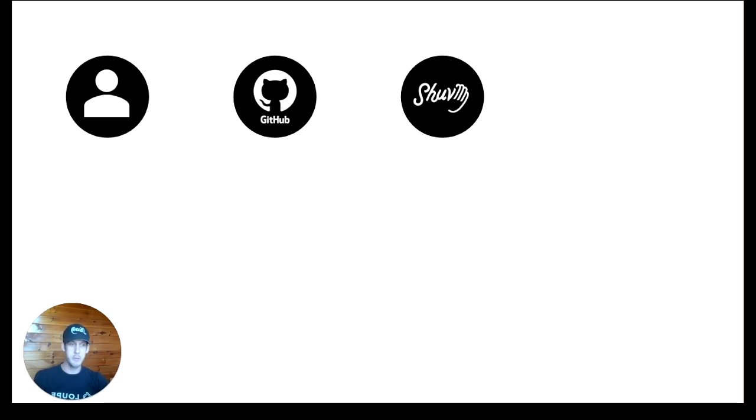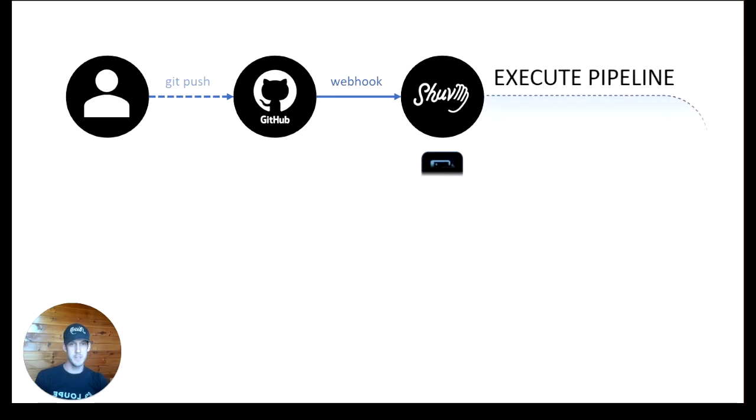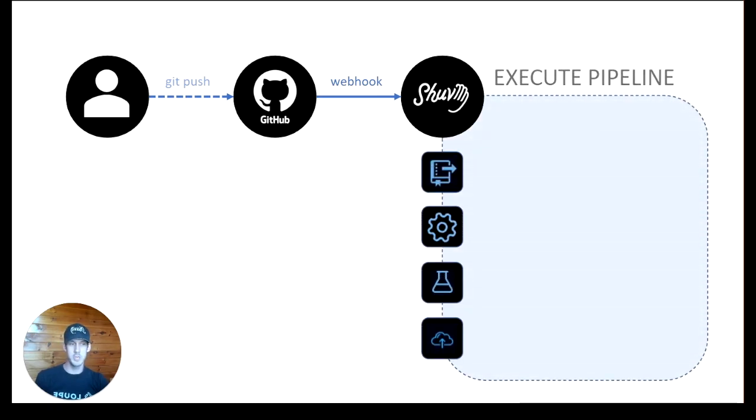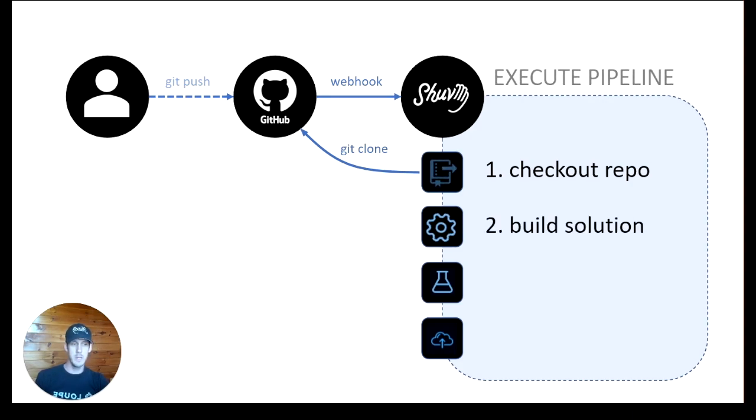The sequence is pretty straightforward. I push my code changes to GitHub. Shuv is notified via webhook and starts the pipeline execution on a virtual machine running in the cloud. This VM is going to clone the repository first, then it builds the code and activates the configuration, runs our tests, and finally, the test results are uploaded back to Shuv for the user to be able to visualize them in the dashboard.